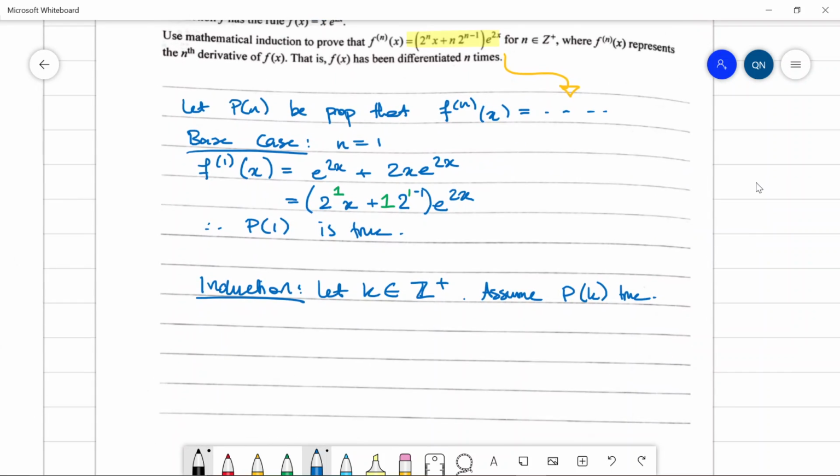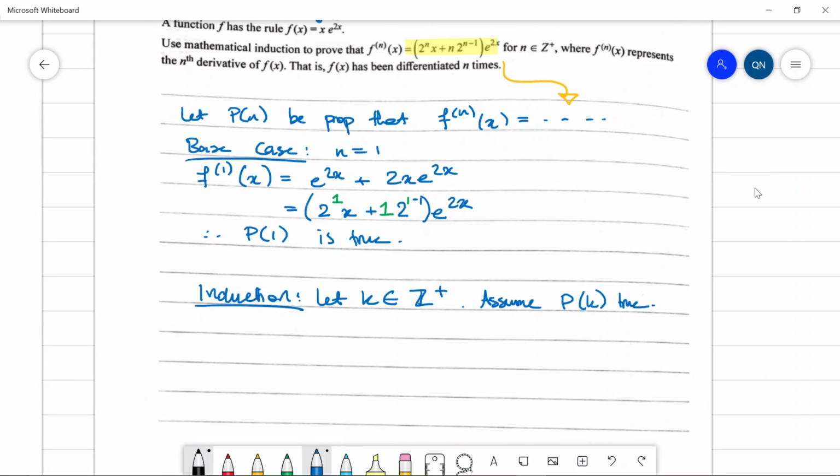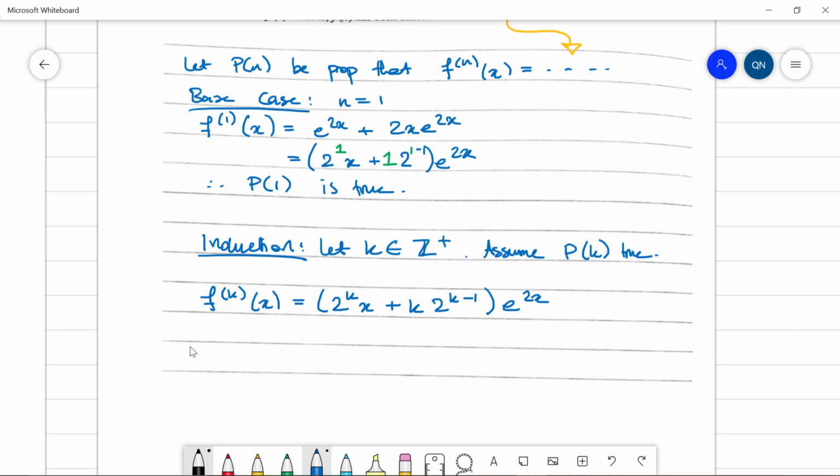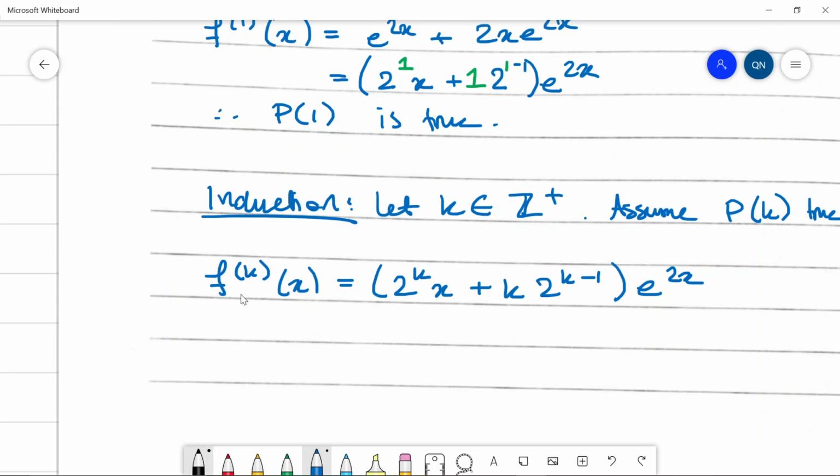Well, because p of k is true, we can basically just write down the formula that they're given. So f_k of x is equal to 2 to the k times x, plus k times 2 to the k minus 1, times e to the 2x. So we write this down. And now you want to show that p of k plus 1 is true. How do you get to p of k plus 1? You just differentiate this.